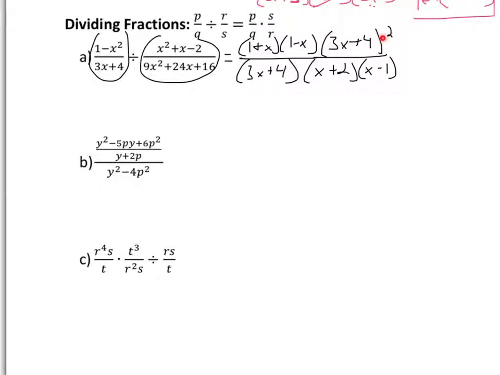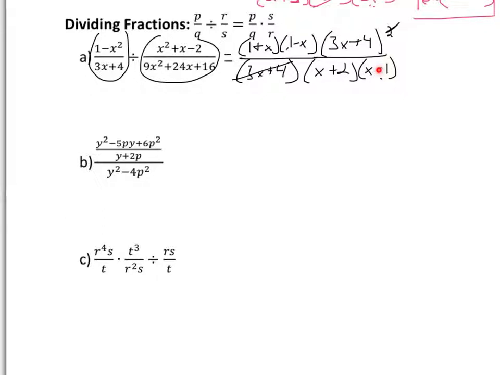Okay, so that's helpful. Now, we can cancel out 3x plus 4 and 3x plus 4. Can't do anything with the x plus 2, but what about the x minus 1 and the 1 minus x? They're not the same, okay? They're definitely not the same. But if you factor a negative 1 out of one of them, then they suddenly do become the same thing.